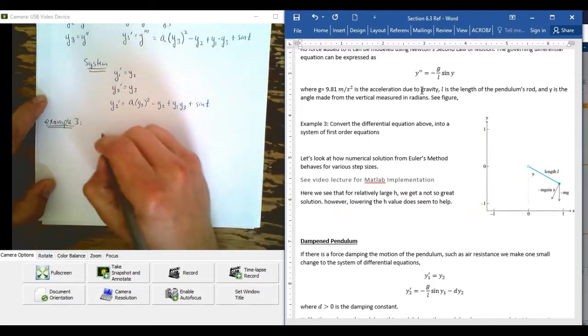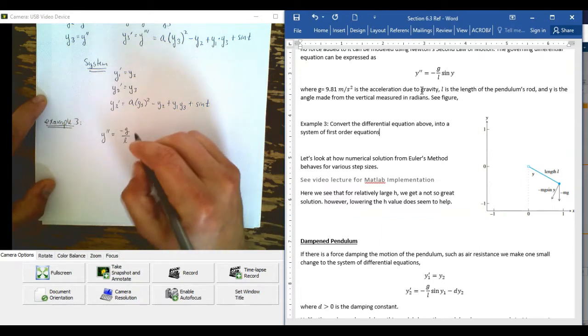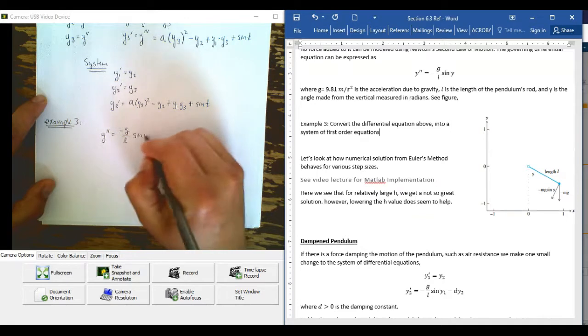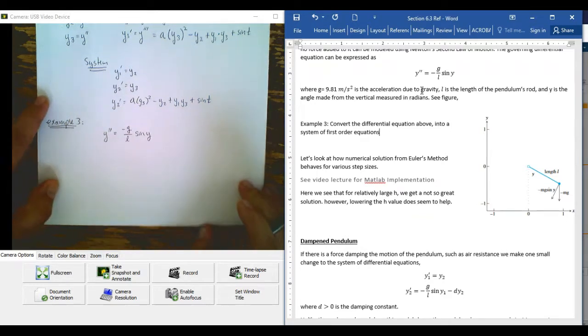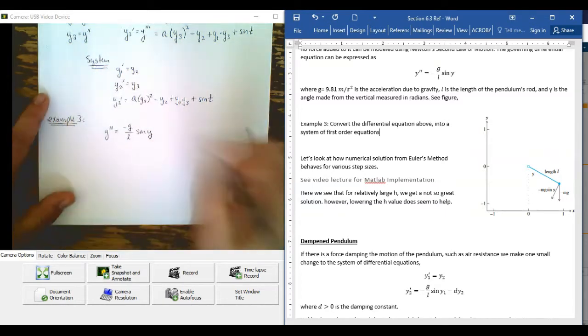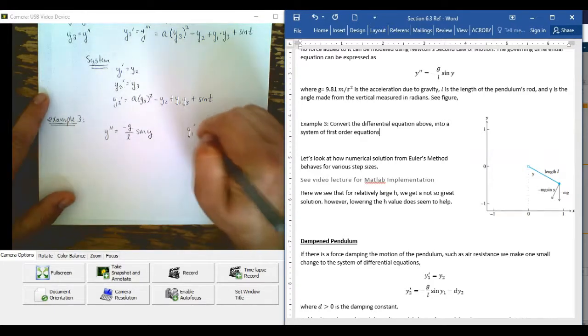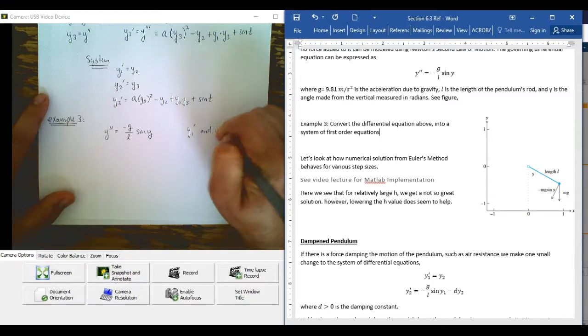So we know our second-order differential equation is y double prime equals negative g over L sine of y. All right, so we know that this can be converted into a system of two first-order differential equations. So let's go ahead and do that. Again, we are going to look for y1 prime and y2 prime. What are these values?